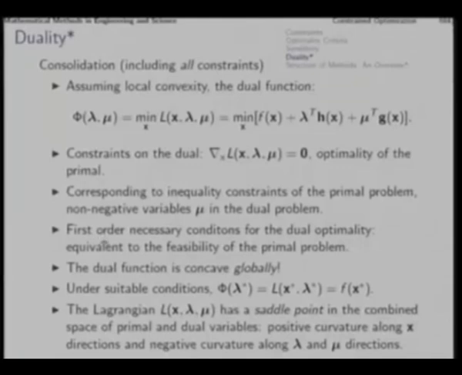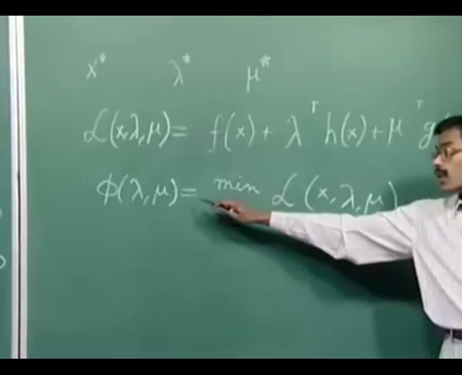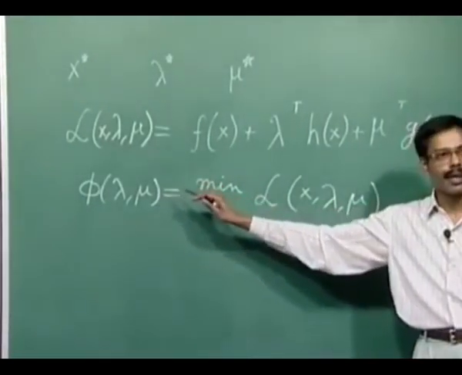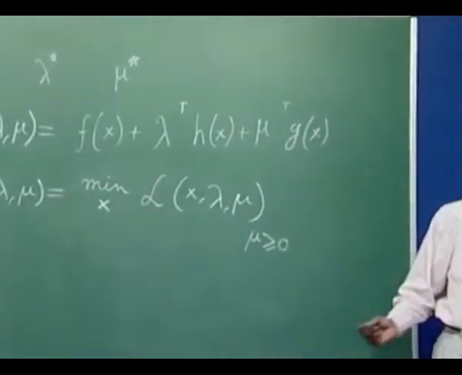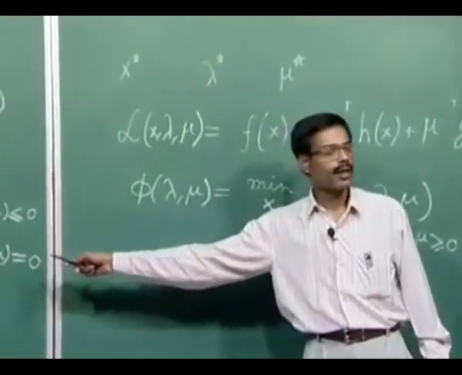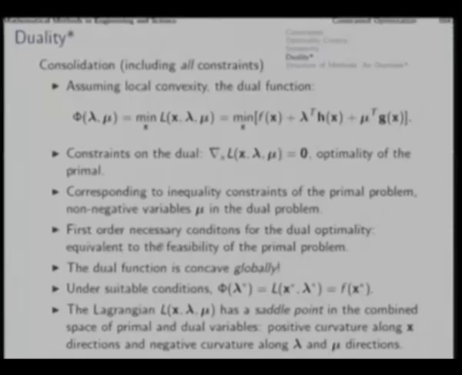If you work out in detail the condition of first order optimality, the first order condition for the maximum of this, then you will be taking the gradient of phi with respect to lambda mu and setting that equal to 0. That will actually give you these conditions, which is equivalent to the feasibility of the primal problem. So you will find that first order necessary conditions for the dual optimality turn out to be equivalent to the feasibility of the primal problem.